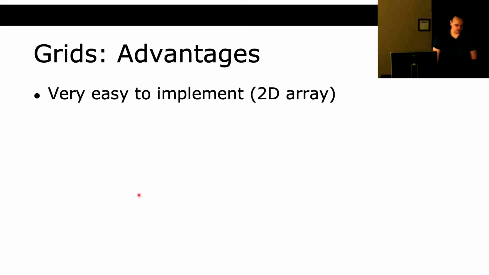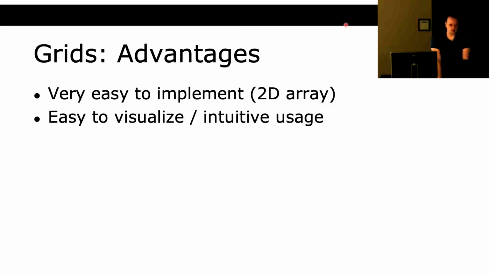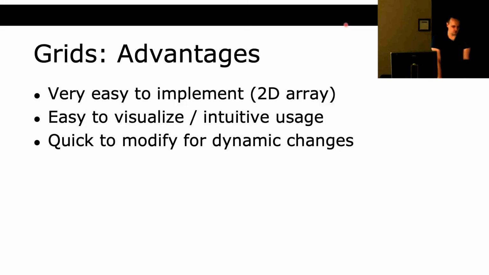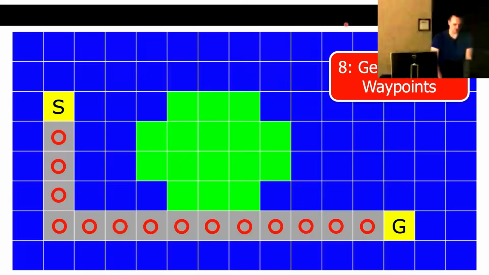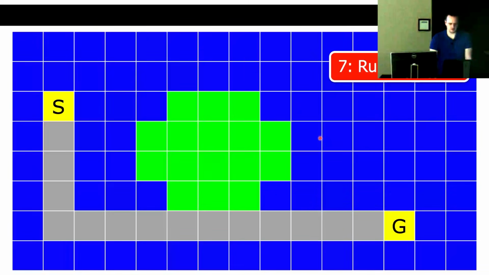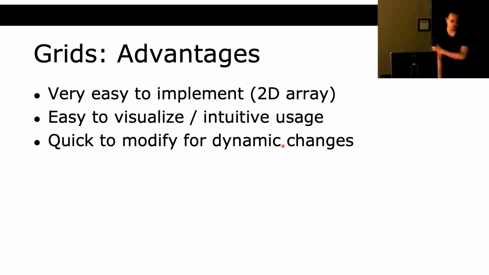So, some advantages of grids. First, they're extremely easy to implement. It's just a 2D array or a 2D vector, etc. They're easy to visualize. It's intuitive how you would use them. The math around it is very simple. They're very quick to modify for dynamic changes, right? So if I go back here to my grid, if all of a sudden a new obstacle appeared here, I could just add it. I could just mark that grid cell. Very, very easy to implement dynamic changes in that array.